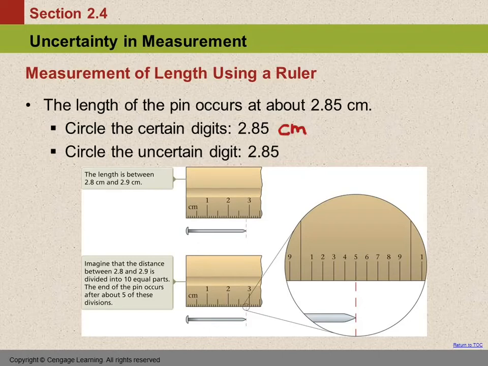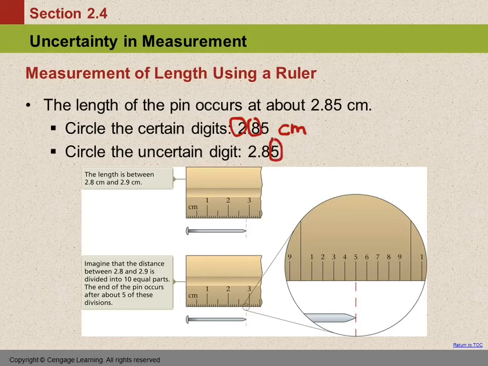Which of these digits are certain? The 2 and the 8. There's no question about those. We have these guidelines. It's over 2, it's less than 3. No questions. It's over the 0.8, it's less than the 0.9. No uncertainty. Which digit has the uncertainty? The 5.